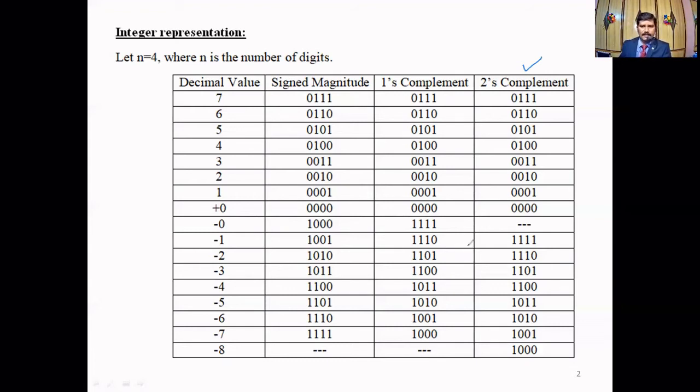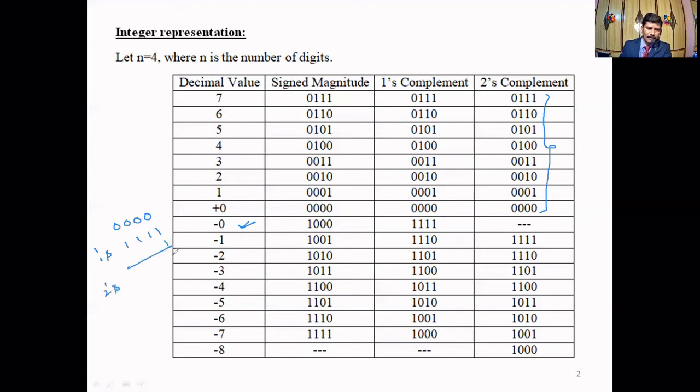Let us check how these integers are represented in 2's complement form. As I told, the positive numbers are the same, right? But if you consider minus 0 here, let us take the 2's complement of 0. What happens here? 0, 0, 0, 0. What is the 2's complement? First, the 1's complement is 1, 1, 1, 1. Plus 1, if you do, you will get the 2's complement.